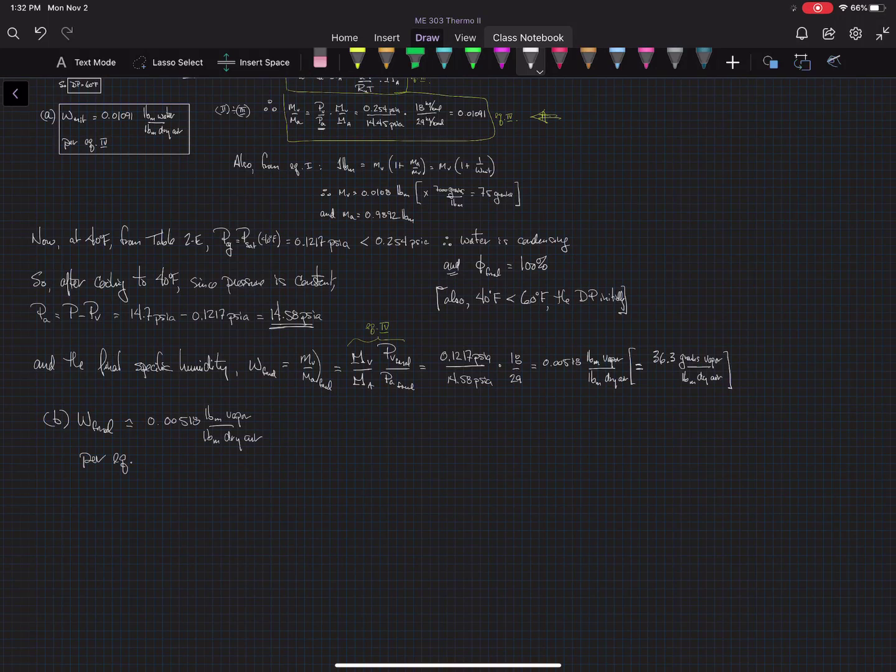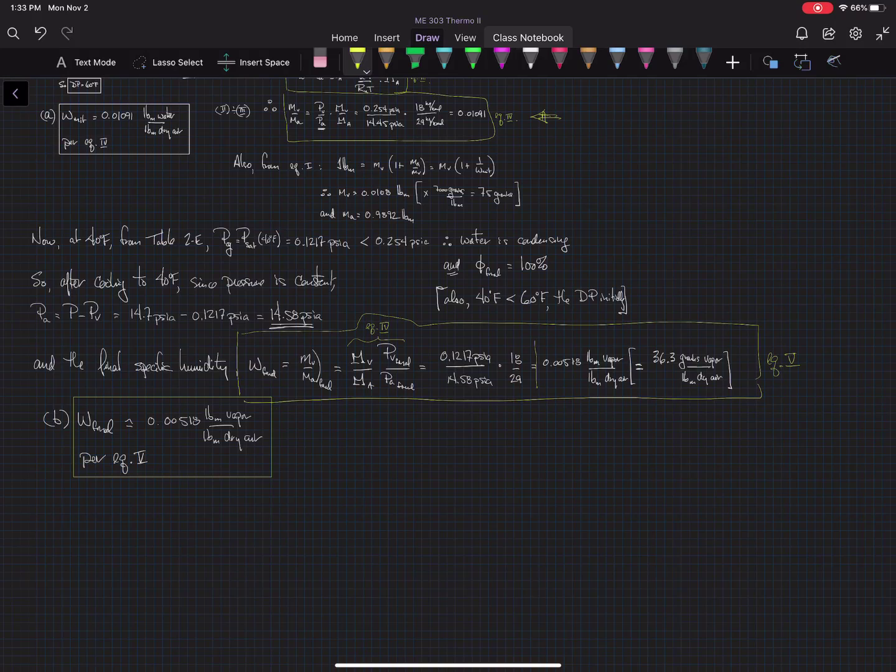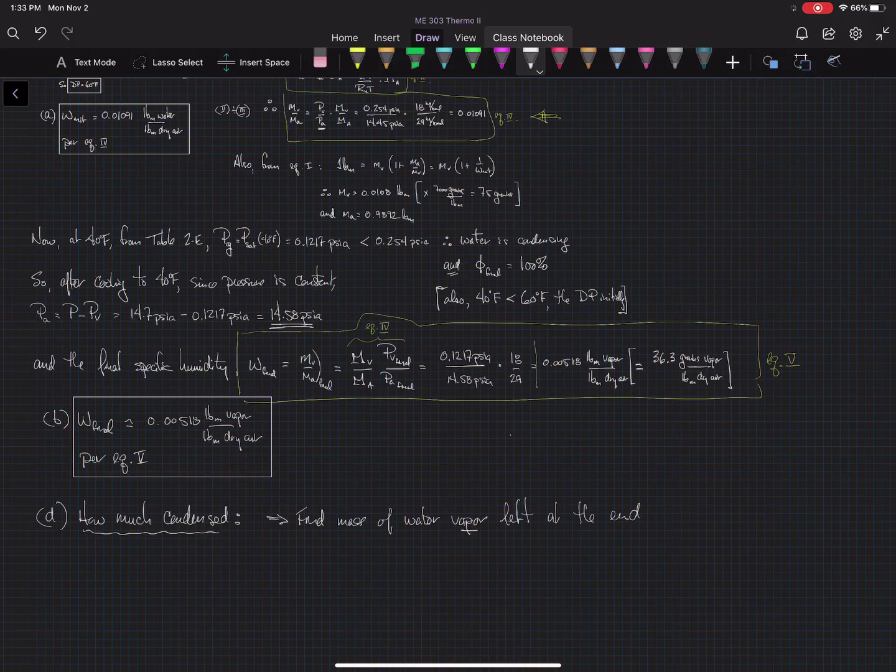Okay. What else do we have here? Oh yeah, we're trying to figure out how much water gets condensed in this. This is our last part D. So in order to do this, we're going to need to figure out the mass of water vapor that's left in the end after we've done some condensation. Since we now know the humidity ratio at the end, that should be possible, right? So that'll be our first step. So back to our endpoint humidity ratio.